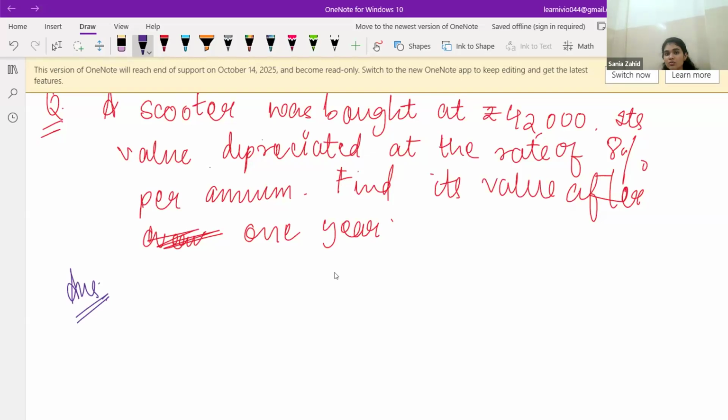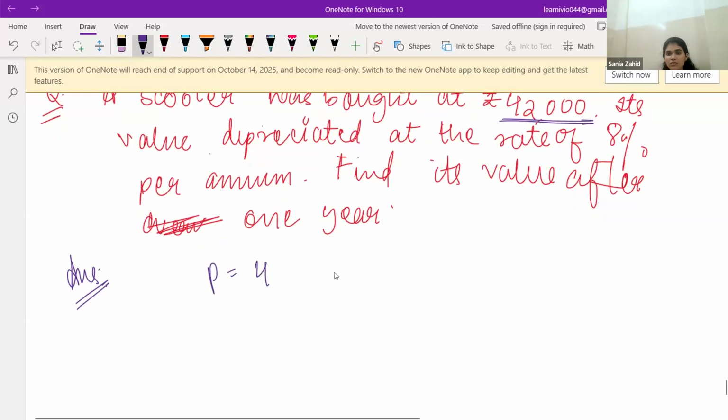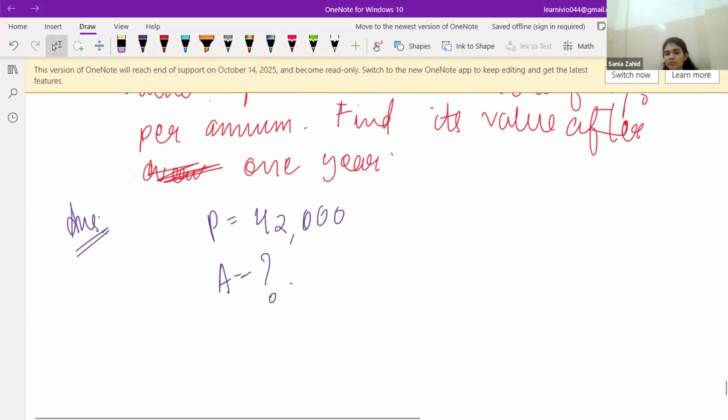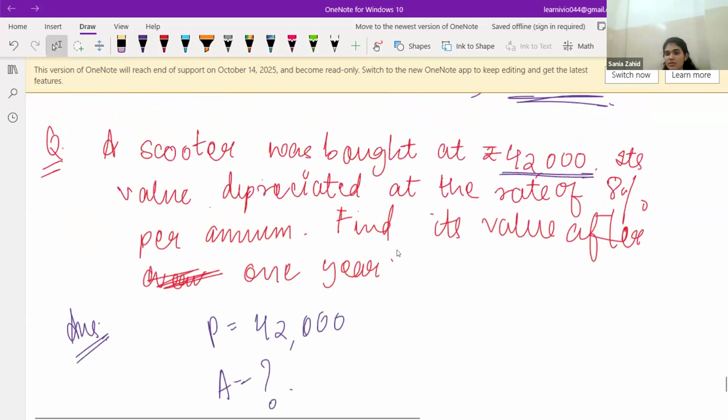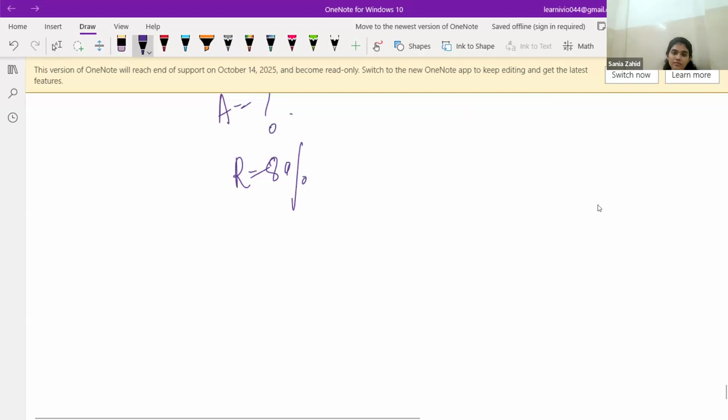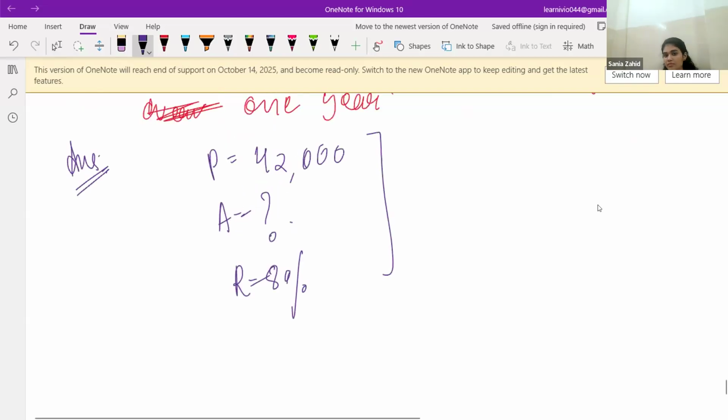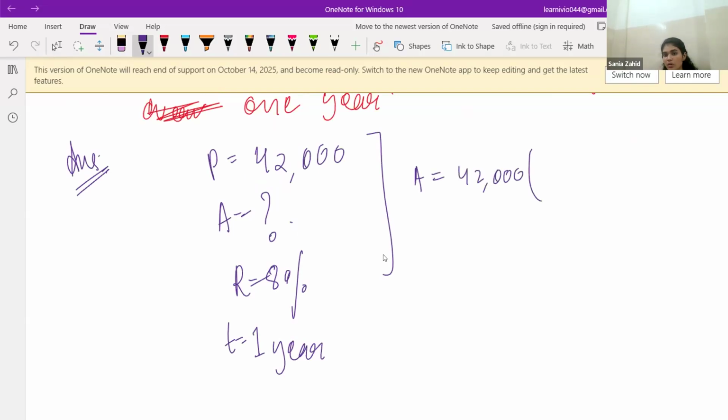It is written the scooter was bought at 42,000. So first of all, what is this value? This value is the principal. Yes, ma'am. Then 8 is the rate. And its value in 1 year, that's the time. Time n is equal to 1. So amount is equal to 42,000 into 1 plus 8 by 100.